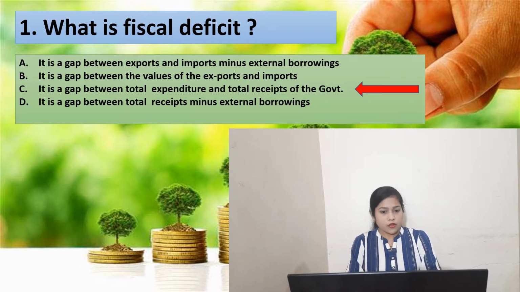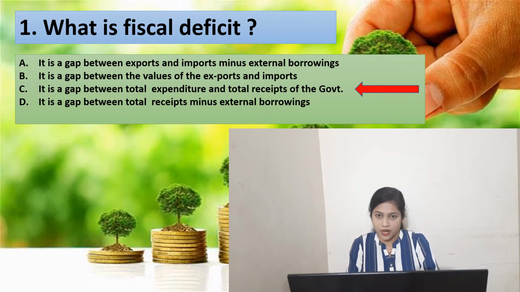Understood? So the options are: first is the gap between the export and import minus external borrowing. Well, we are not talking about export and import here, so this gets cancelled. Next is the gap between the value of export and import. Export and import is not related to this concept. Third one is the gap between the total expenditure and total receipt of government.